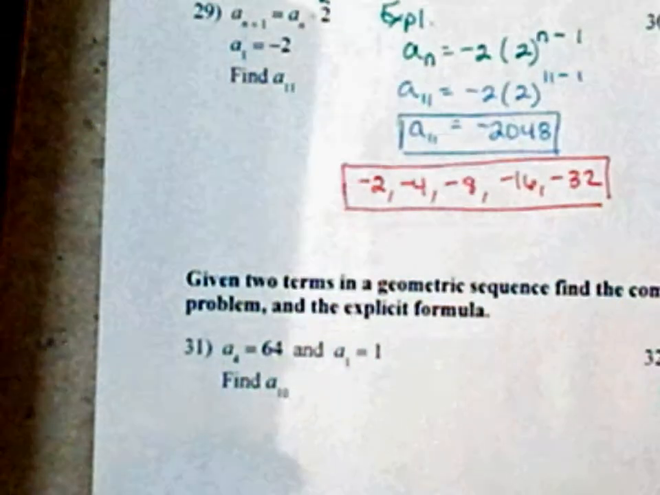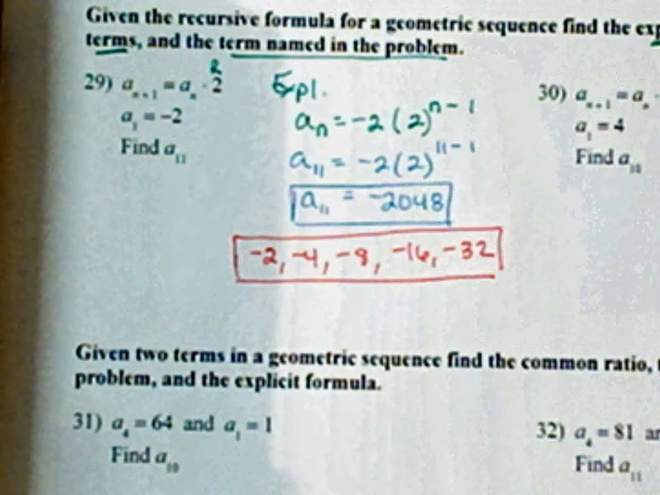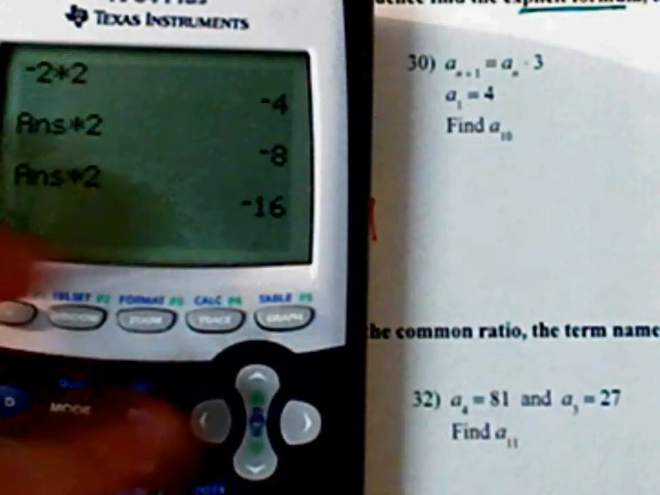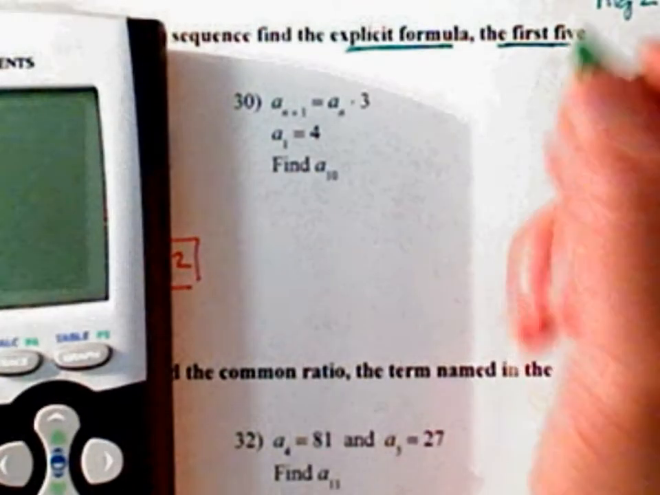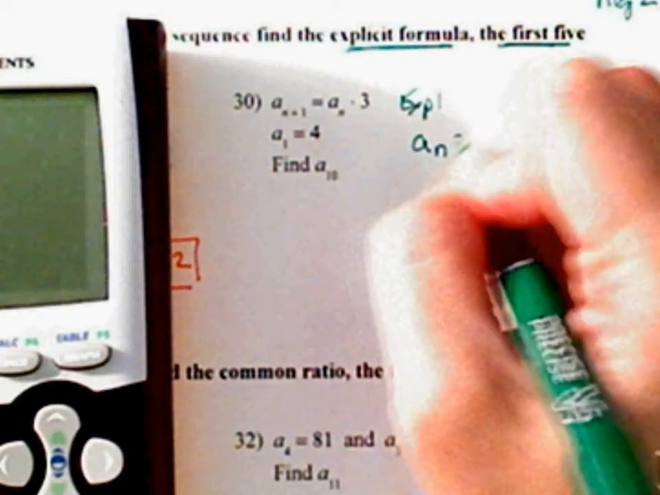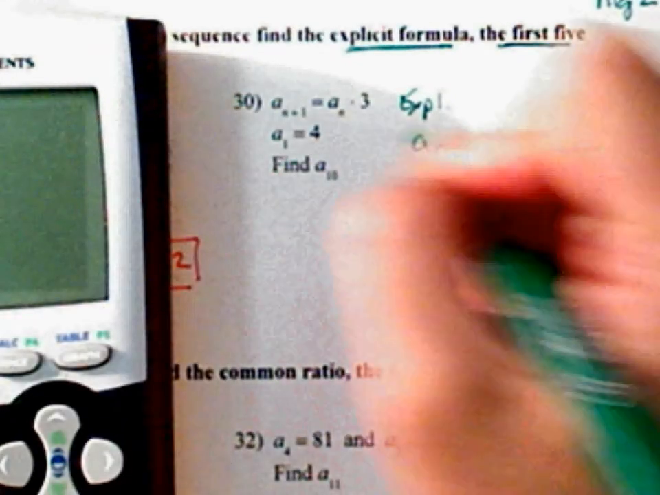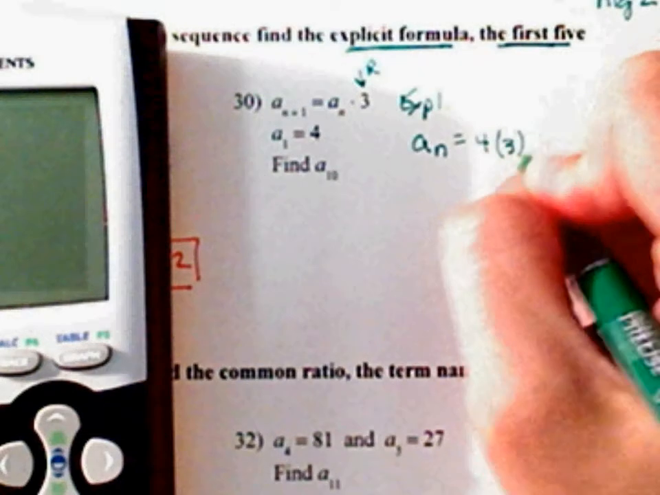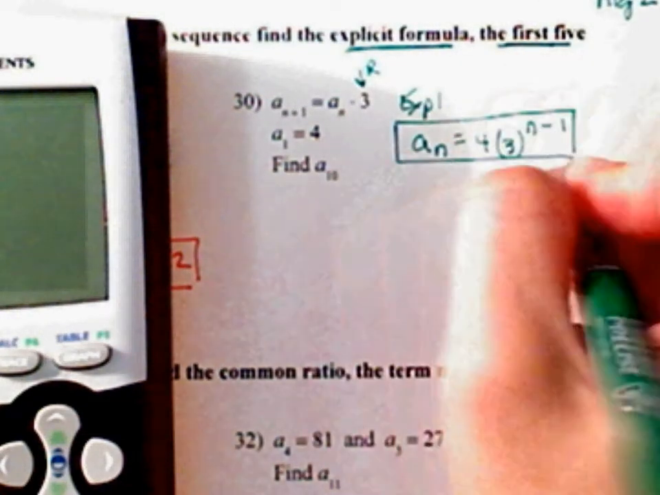All right. Next part, number 30. So there's number 29. Number 30, you do the same thing. So let me get out of that real quick. Explicit formula. Let's see what our explicit formula is going to look like. A of n is equal to your first term. What's your first term? 4 times your ratio of 3 to the n minus 1. So there you have your explicit.